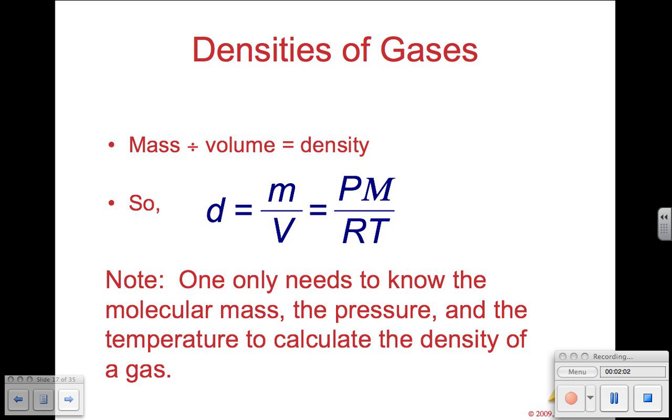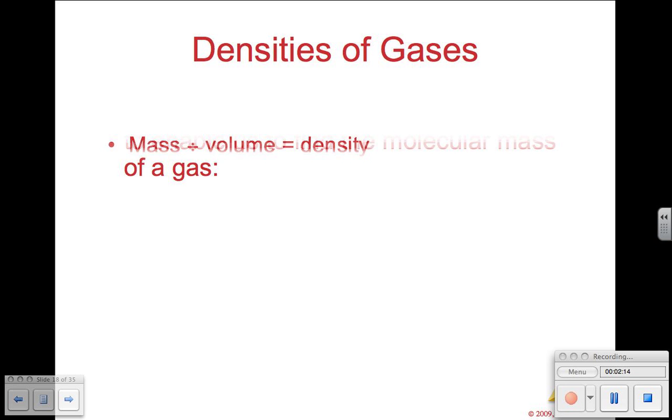Which is kind of cool, actually, to think that it reduces how many variables we need to know to determine information about a gas that we might be working with.